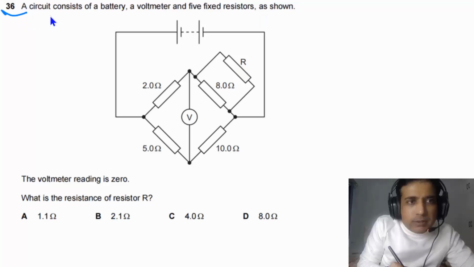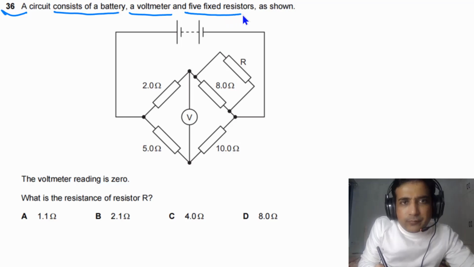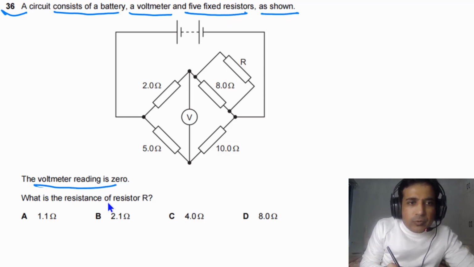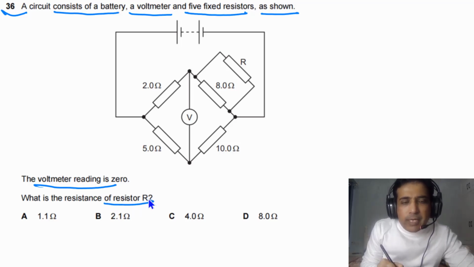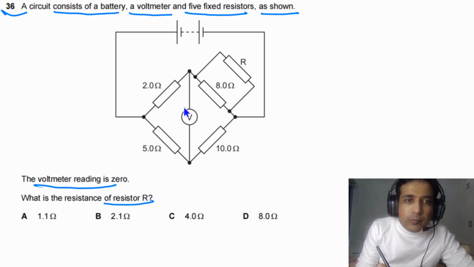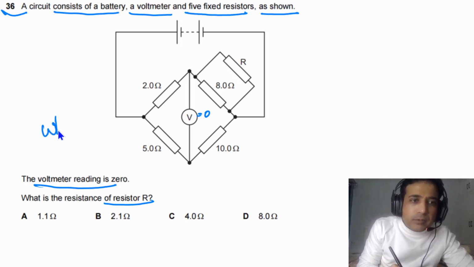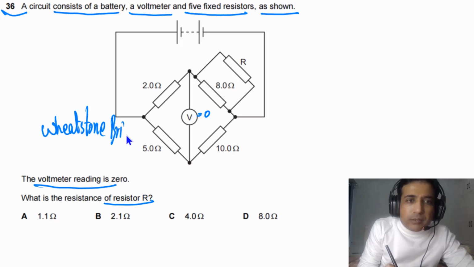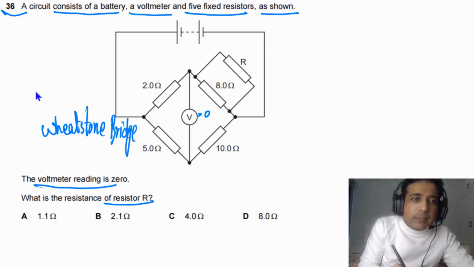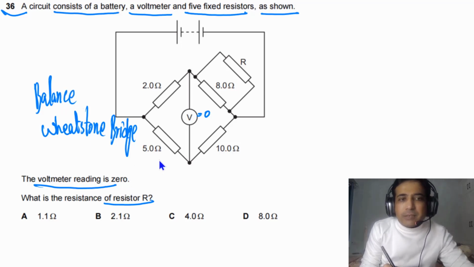For question number 36, it is given to us a circuit consists of a battery, a voltmeter, and 5 fixed resistors as shown in the figure. The voltmeter reading is 0. What is the resistance of resistor capital R? So first thing we need to understand, voltmeter reading is equal to 0. It simply means that this is a balanced Wheatstone bridge, a typical type of circuit.